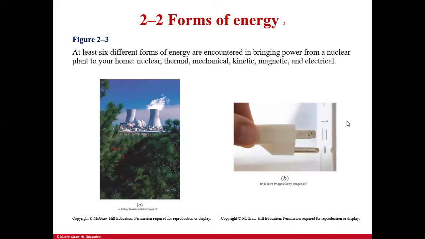In this figure, at least six different forms of energy are encountered in bringing power from a nuclear plant to your home: nuclear, thermal, mechanical, kinetic, magnetic, and electrical. So first you have the power plant where you boil the water to generate steam. How do you boil the water? You use nuclear rods. Okay. And so nuclear energy is involved, thermal energy because you are heating the water, mechanical energy because you use the power of the steam, you compress the steam, and you run a turbine, basically.